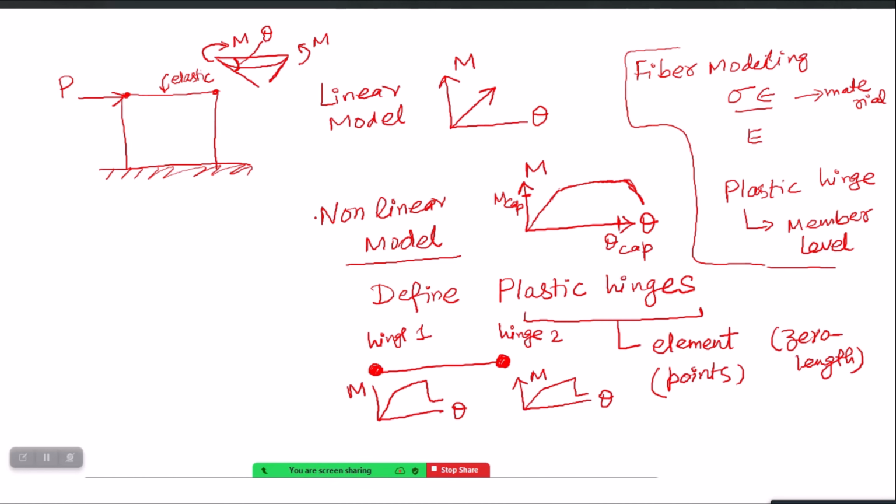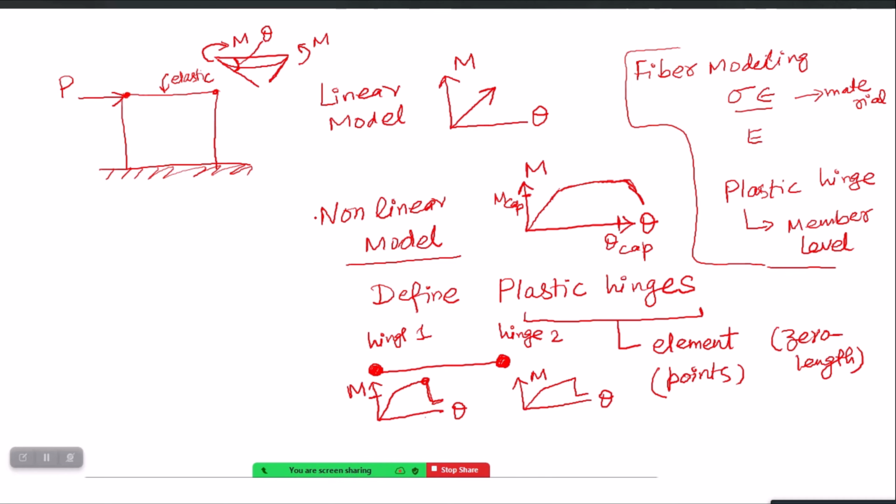And in that hinge I will tell the program that okay, this is the moment which is the yield moment of this beam. This is the rotation which is the maximum rotation capacity of the beam, beyond which the beam should just fail and the moment should reduce to just a fraction of the yield moment, for example the residual moment. So all the inelastic behavior is captured in that curve, and that curve we have to give as an input in the program to tell it that this is the inelastic action lumped at these two ends only.